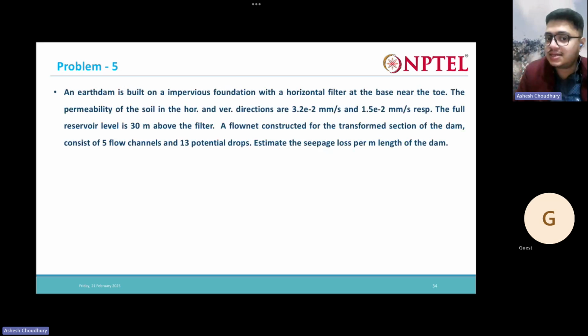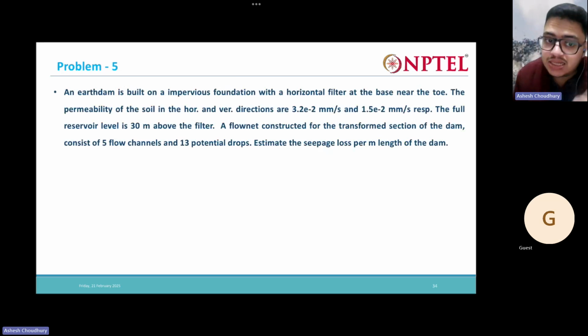So again, as I said here, it's a case of anisotropic soil. The kx and the k vertical, the k horizontal, are different. The hydraulic conductivity in the horizontal and the vertical directions are different. So you need to use the transformation that we discussed. So this one also I suggest you do by yourself. To take the scales, you draw the flow net properly.